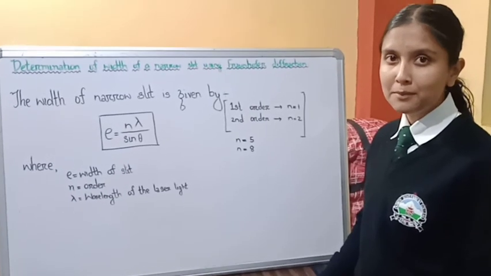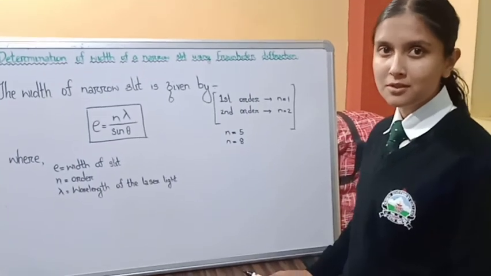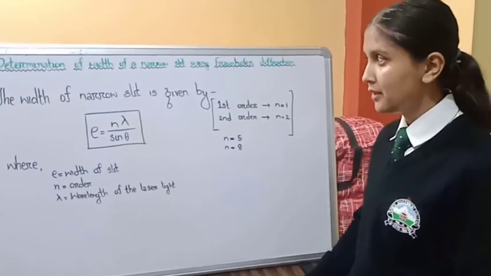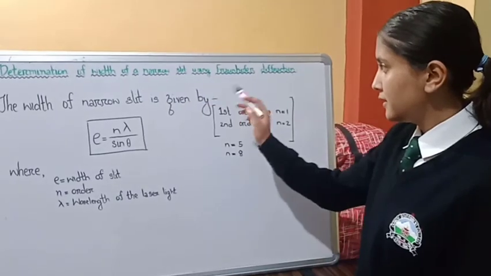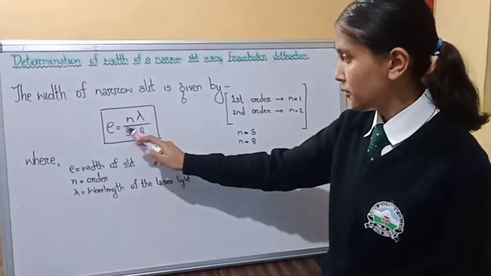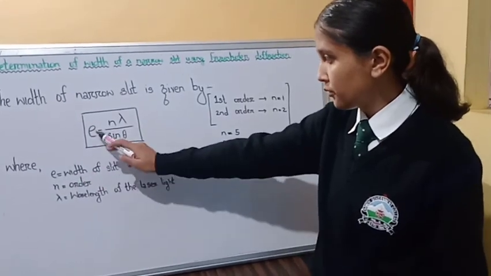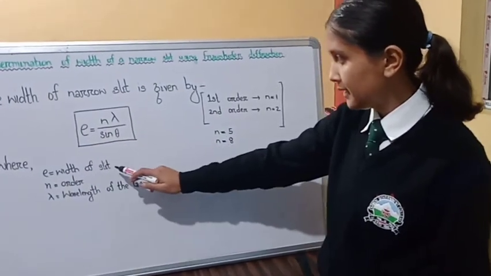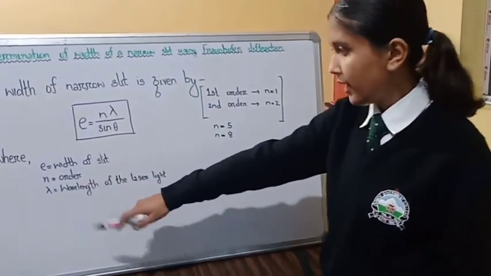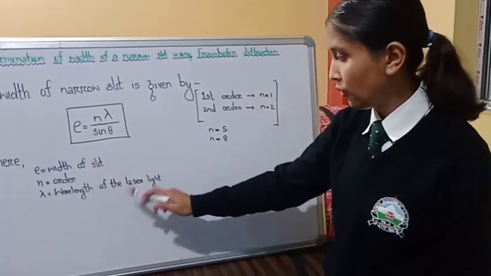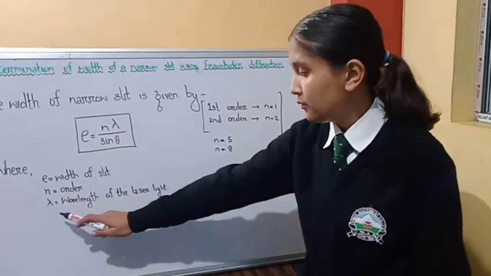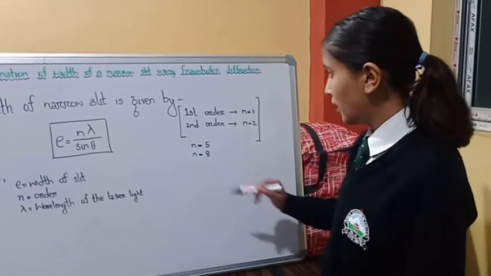The main aim of this experiment is to determine the width of a narrow slit. So the width of a narrow slit is given by e = nλ / sin θ, where e is the width of the slit, n is the order and λ is the wavelength of the laser light which will be provided to us.